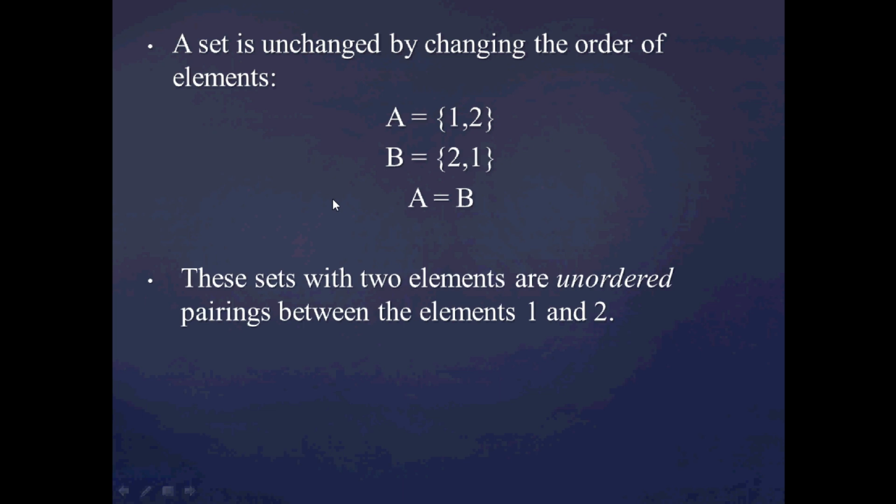So this leads to this notion of pairing. With sets, these two objects 1 and 2 are paired together, but they are unordered, in the sense that if you change the order of the two elements, we're still saying that the sets are the same set. So we're going to say that sets are an unordered pairing between the elements 1 and 2 in this case. But suppose we want to start talking about ordered pairs. So let's consider two ordered pairs.